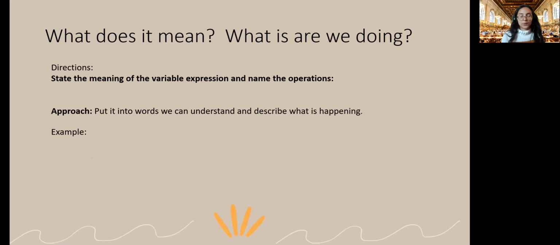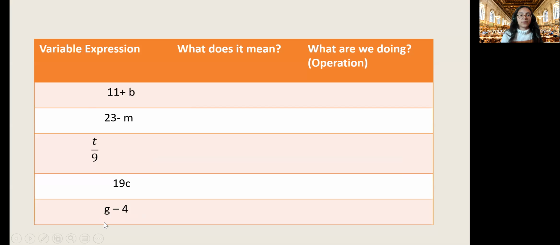So we're going to do an example. We're going to state the meaning of a variable expression in English, in plain language that we can understand, and we're going to name the operation. So there's our table, and we're going to work on this big table. You see our variable expressions here to the left, and in the middle, we're going to write what it means in words, and to the far right, we're going to fill in what the operation is. This is just to get you accustomed to describing what is happening so that you understand what to do.